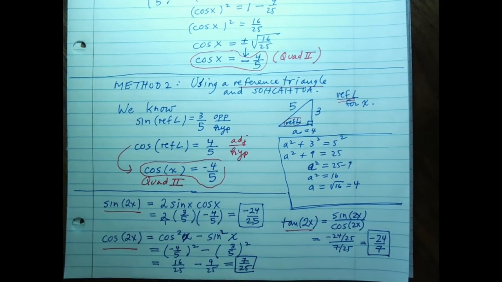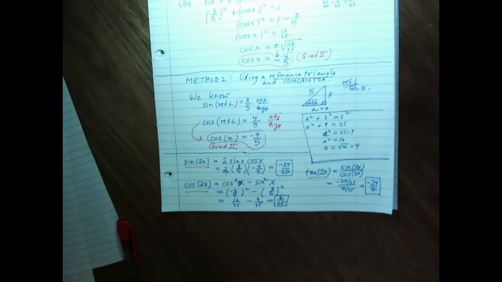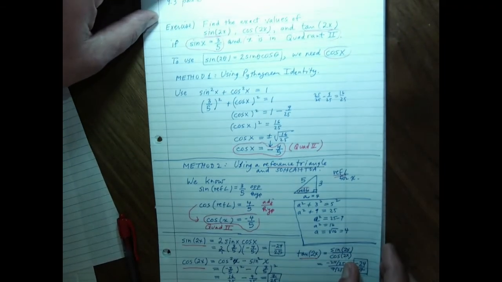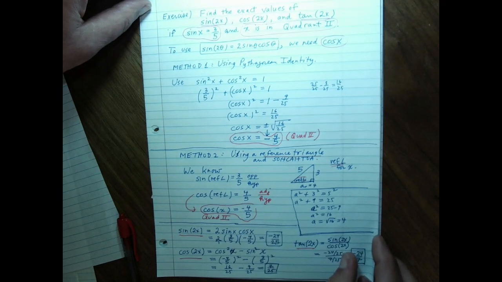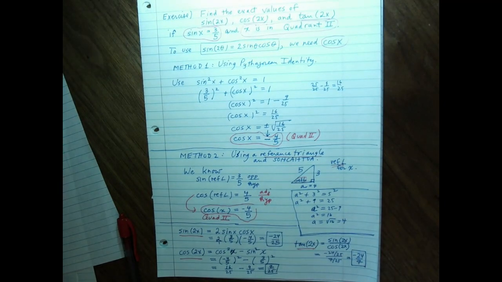So here are my values for sine of 2x, cosine of 2x, tangent of 2x. And let's see if I can back out a bit and maybe get the whole sheet in a shot. And we're going to stop there, and we're going to do another problem. The next problem is going to be a little bit more intense.